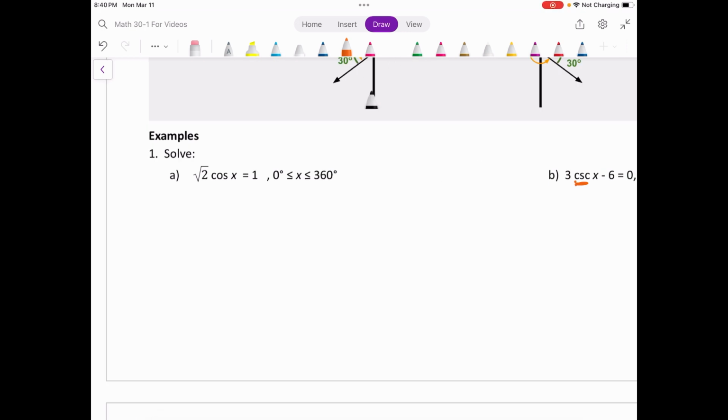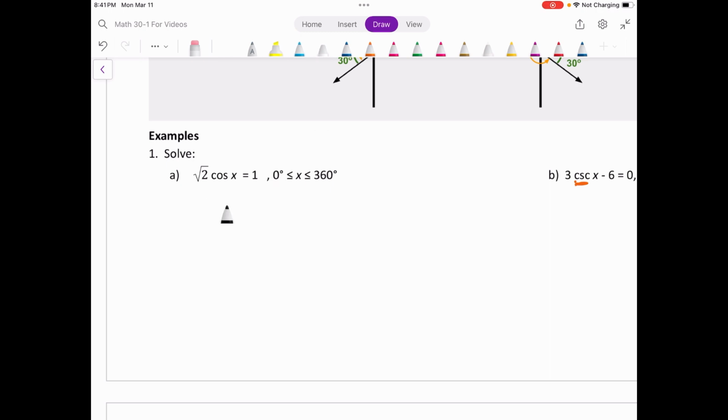All right, so the first one we've got is that root 2 times the cosine of x equals 1. And they're telling us we're just solving between 0 and 360. Okay, so we're expecting two solutions for this situation. Because again, cos x is going to equal something, either positive or negative, and cos is positive in two quadrants and negative in two quadrants.